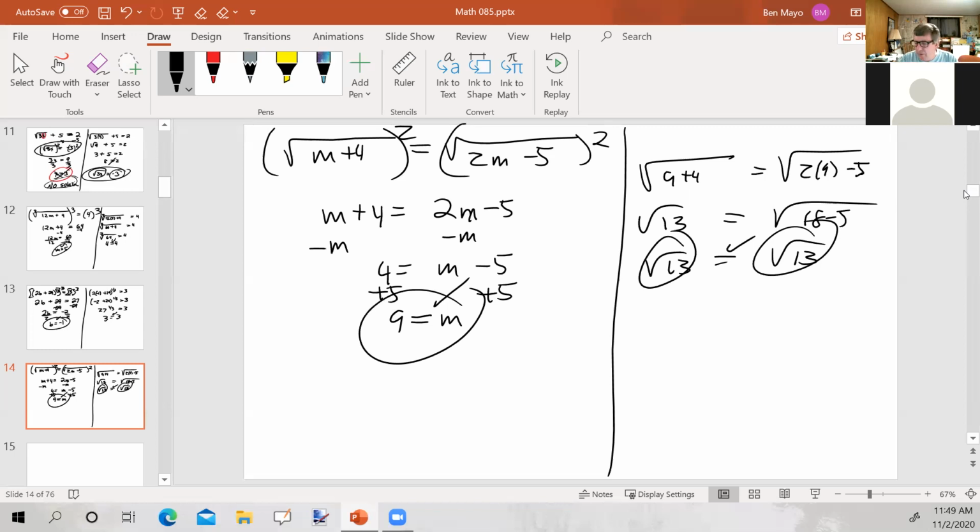So if we have 1 radical in an equation, isolate it. If we have 2, separate them, 1 on each side of the equation. Okay.